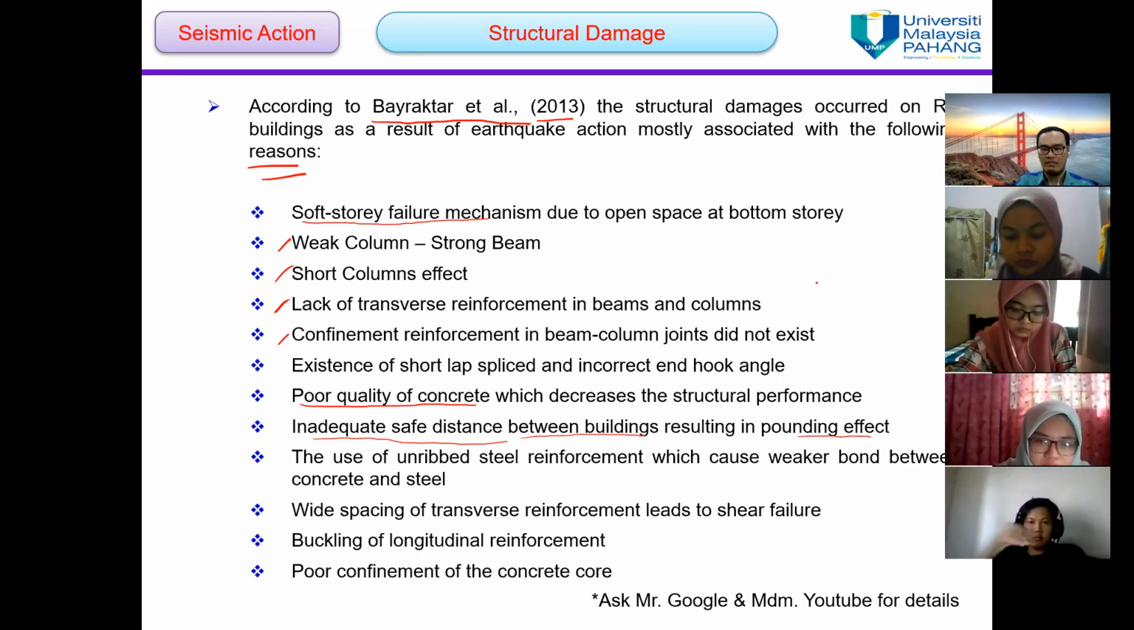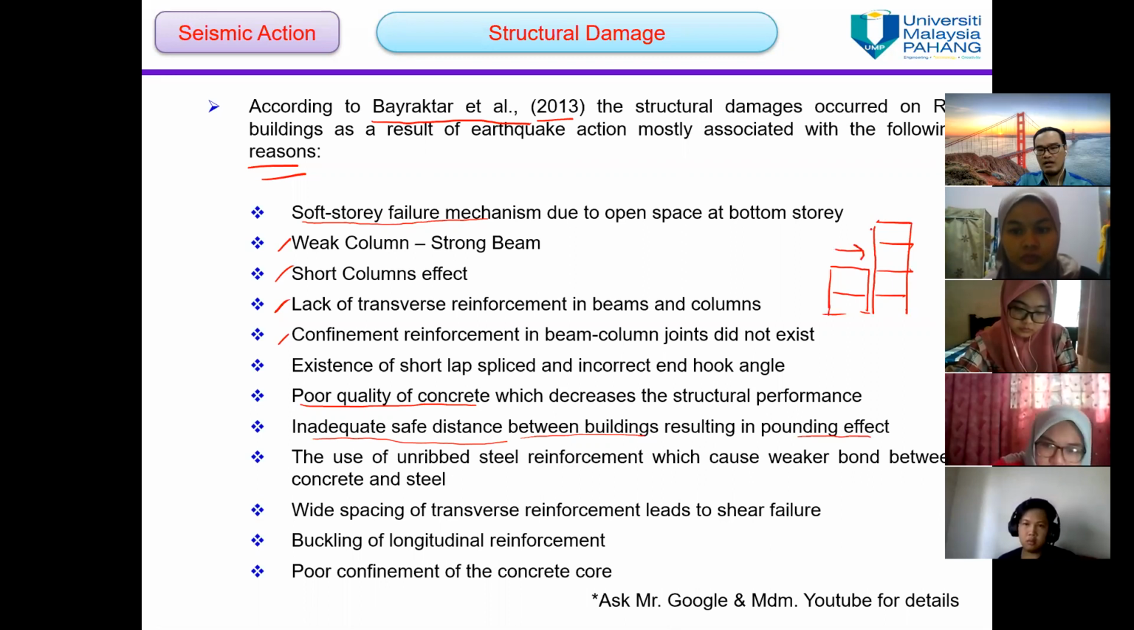Okay, pounding effect means, say you have a building here, two-story building, and the position is too close. Okay, this is a four-story building. One sways to the right and one sways to the left, and they will collide with each other. Okay, we call it the pounding effect.